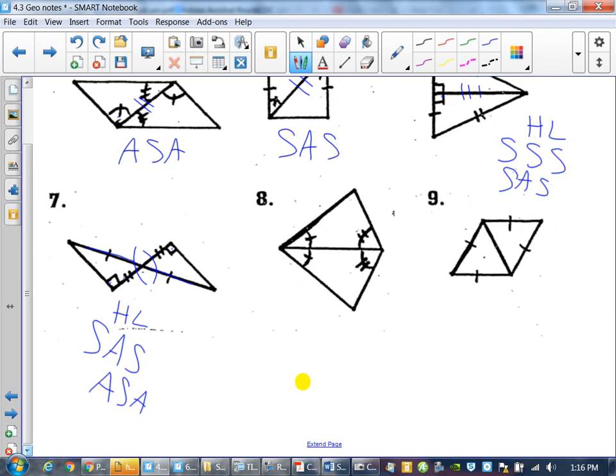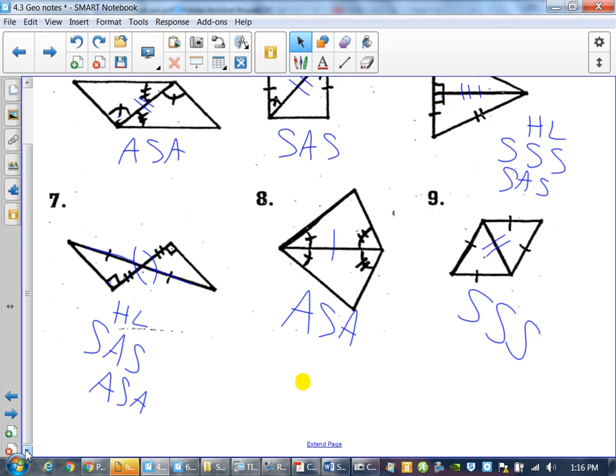What are you doing for number 8? Angle, side, angle. Very good. You've got your reflexive side here, angle, side, angle. And then lastly on 9, what do you got? Side, side, side. Okay? I have 15 of these for you to do just like this.